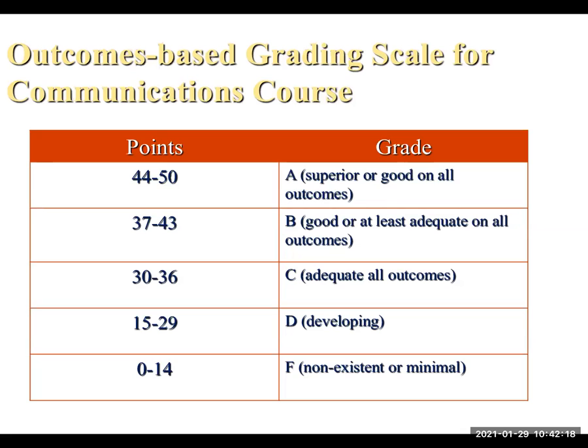Here is an example of a basic grading scale in an outcomes-based course. There are points to be earned, but the points are assigned based on students' mastery of each of the SLOs. So in this example, to get an A, a student would need to achieve a good or a superior on all student learning outcomes. So we don't expect perfect performance for a student to get an A, just consistent high performance that is developed and demonstrated by the end of the course. To get a B, the student would need to achieve good or at least adequate on all student learning outcomes.